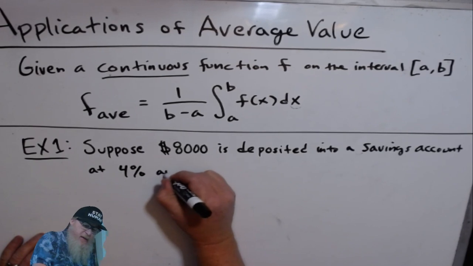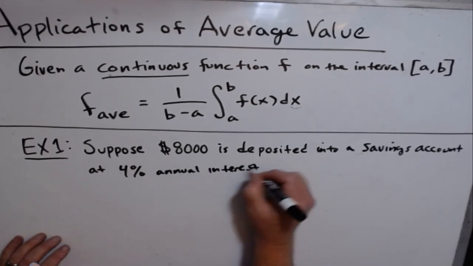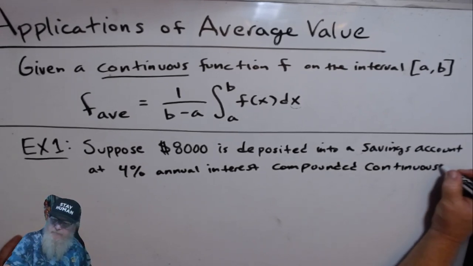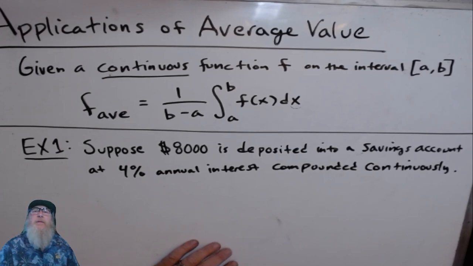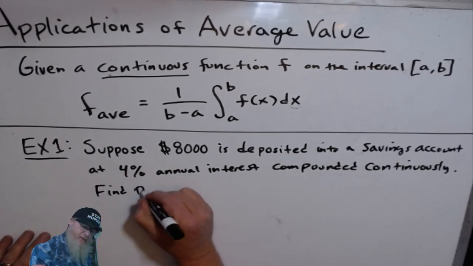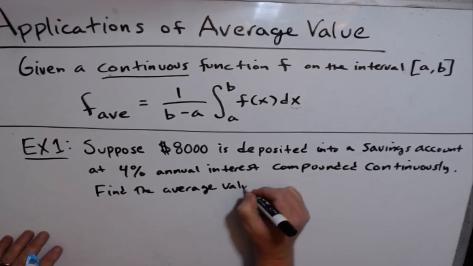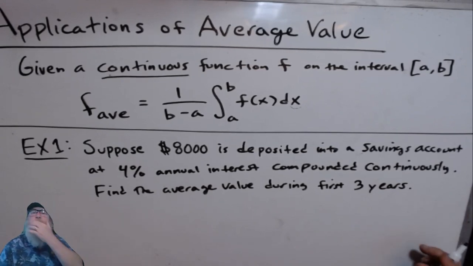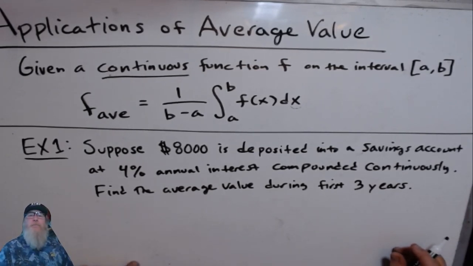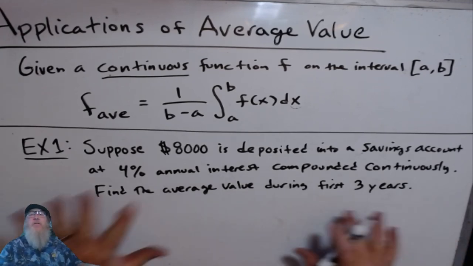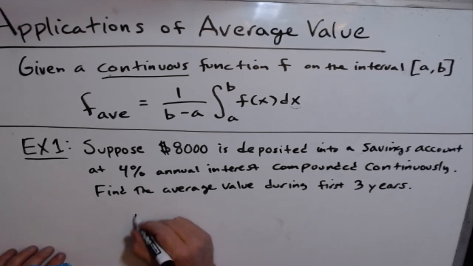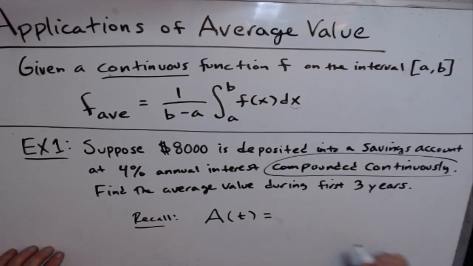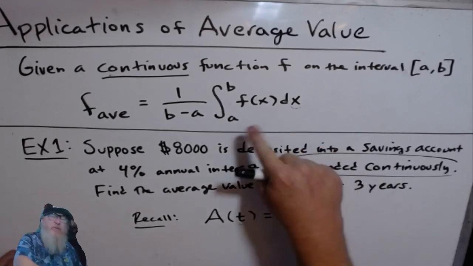Let's do 4% annual interest, and we're going to compound continuously. Since we're talking about average value, find the average value during the first 3 years. Notice I gave this problem entirely in words. You've got to recall the formula for interest compounded continuously. A is a function of time, so instead of using x, we're going to use a variable t.